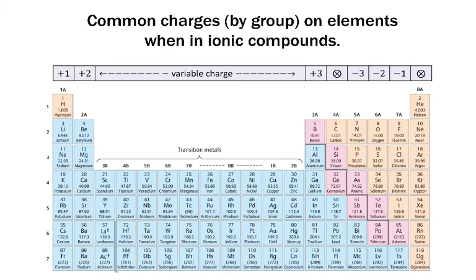So we might write something like this on our periodic table, looking at the common charges by group on elements when in ionic compounds. Okay, and we will leave it at this for now and come back for part 3 to continue and talk about forming ionic compounds from ions and naming them.